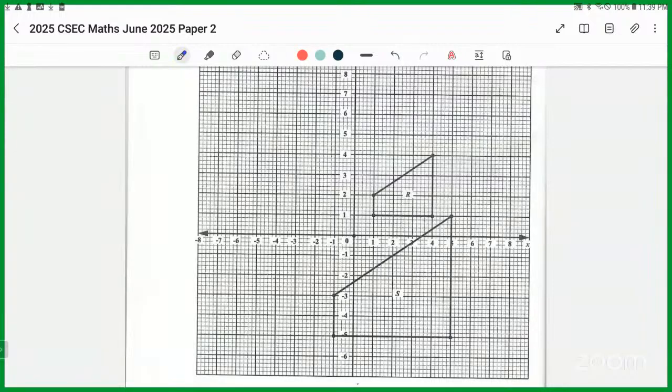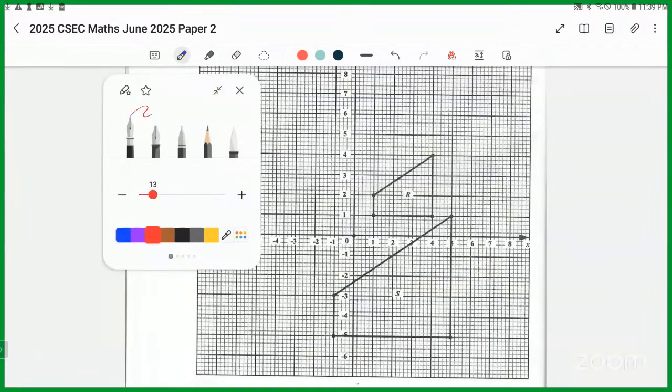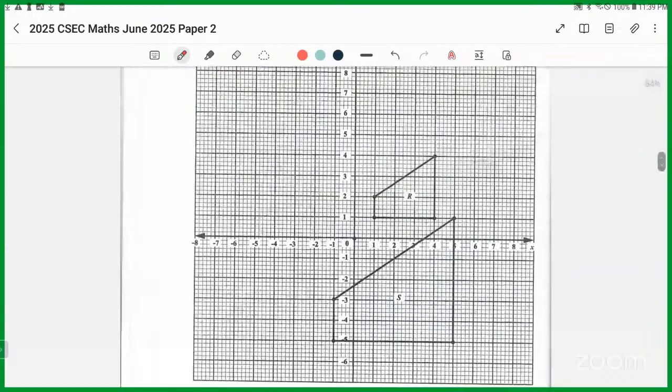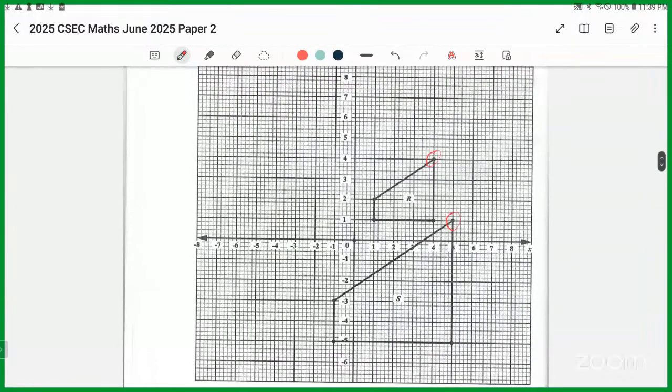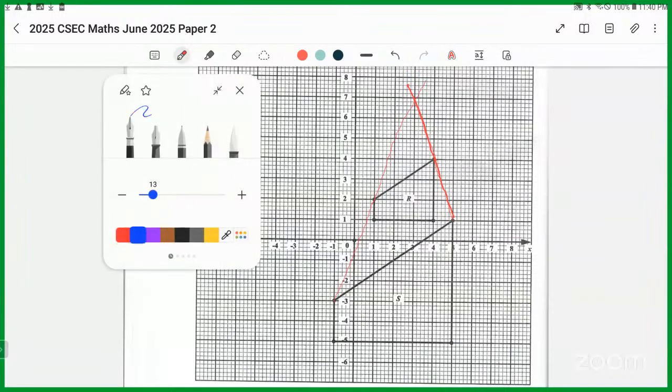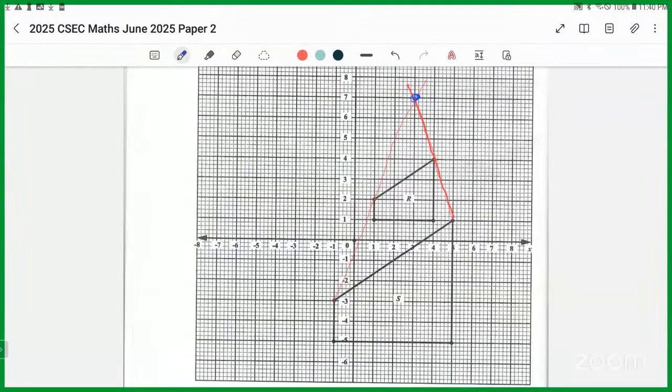What I need now is the center of the enlargement. To find the center of the enlargement, I need to join corresponding points and extend it. For example, these 2 points, join them and extend. So it's going to look like that, and I extend it somewhere up there. And then I can join these 2 corresponding points and extend as well. Go like this and extend. Looks like they pass through this point. So that is my center of enlargement.